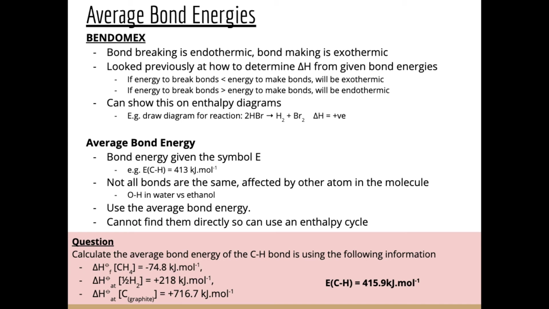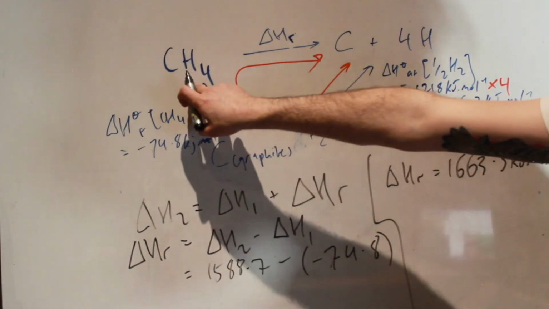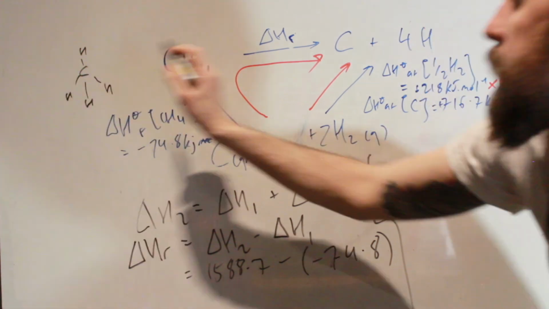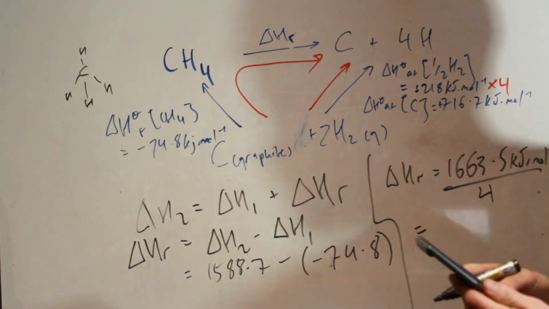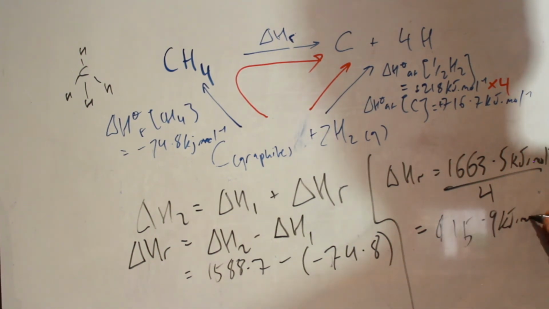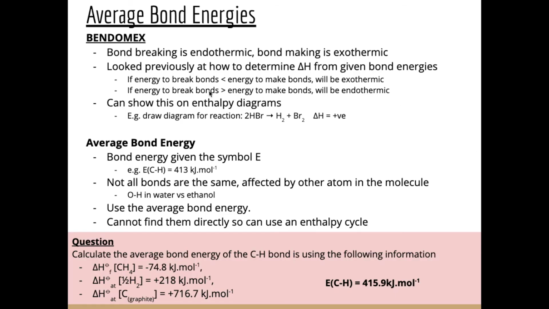We can understand that because we want to know the average bond energy of one CH bond. But in my reaction over here, this is breaking 4 CH bonds. This is CH4. 1, 2, 3, 4. So this is the energy to break 4 of them. If we want the energy to break just one of them, I'm going to divide that by 4. I get an answer of 415.9 kilojoules per mole. So that's something you have to be very conscientious of when you are doing these kinds of questions. You need to get just the average bond energy of one of the bonds, and depending how many of those bonds you have in the molecule, you will have to divide by that number.